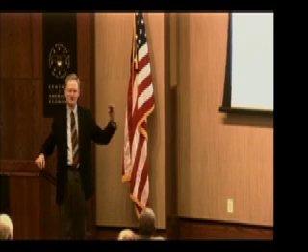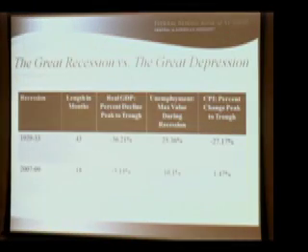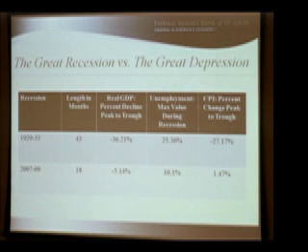Okay, so we've given that some context in terms of experiences that we're somewhat familiar with. Now let's go back and look at the context of the Great Depression. The first table here is just comparing, again, GDP, length of the recession, and the unemployment rate during the recession. I've also included the consumer price index here, the inflation rate, for some comparisons.